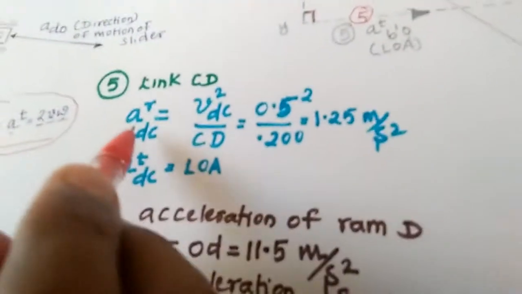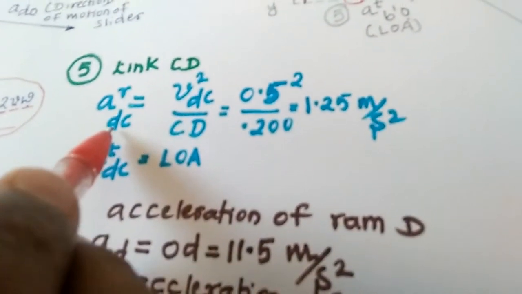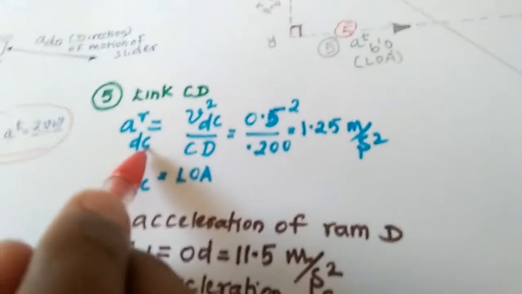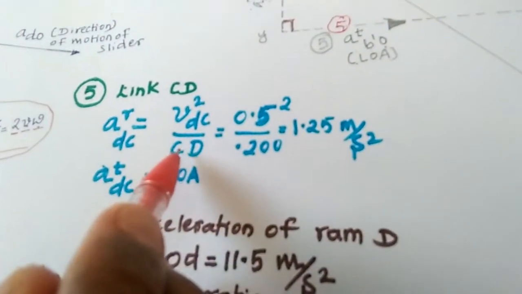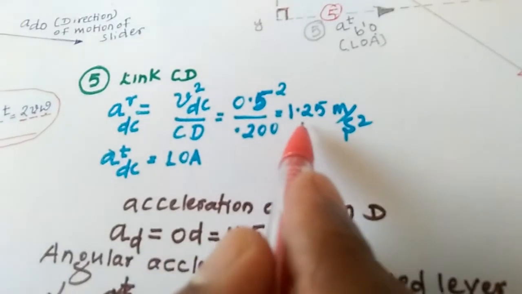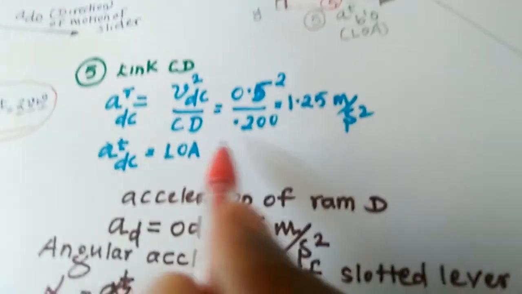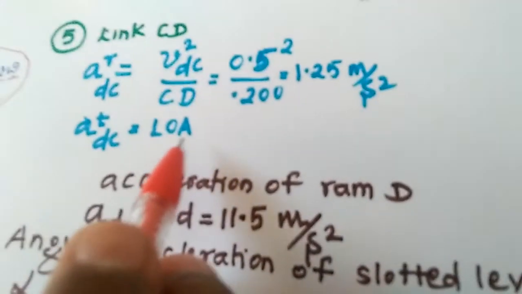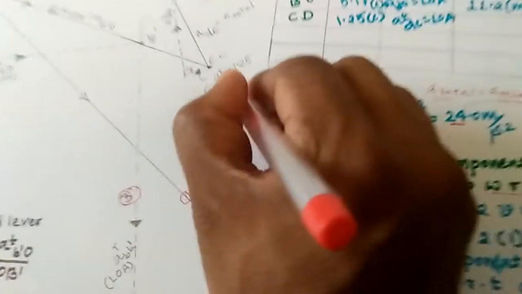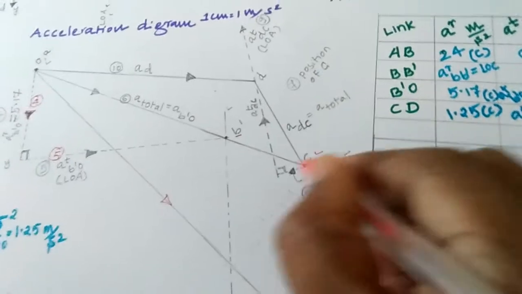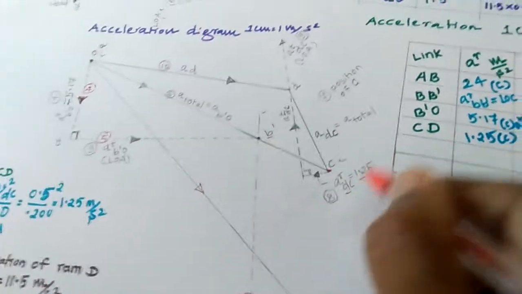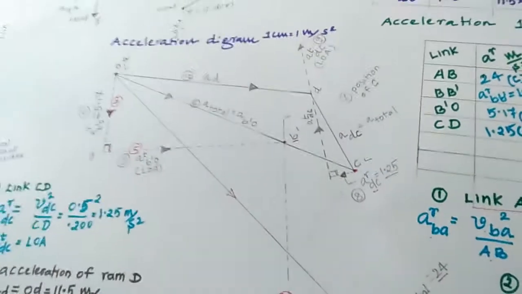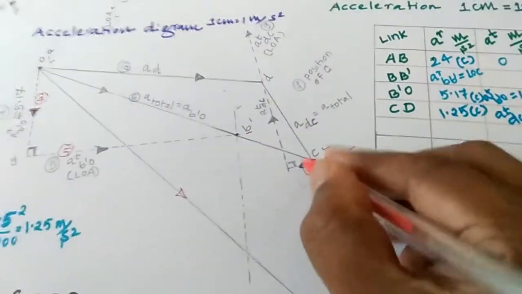Then come to the link CD. I have taken it as link CD here. The radial component, acceleration of D with respect to C, is V square DC divided by CD. It comes as 1.25. Then this is a line of action, and this is a line of action. Then you have to draw this radial DC, which comes as 1.5. Take this as a new number, 5, or if you want, take it as 6.